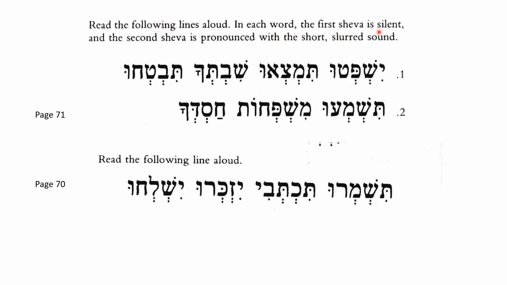In each word, the first shava is silent. The second shava is pronounced. So we have yish, pe, tu. Tim, tse, u. Shiv, te, cha. Tiv, te, chu.